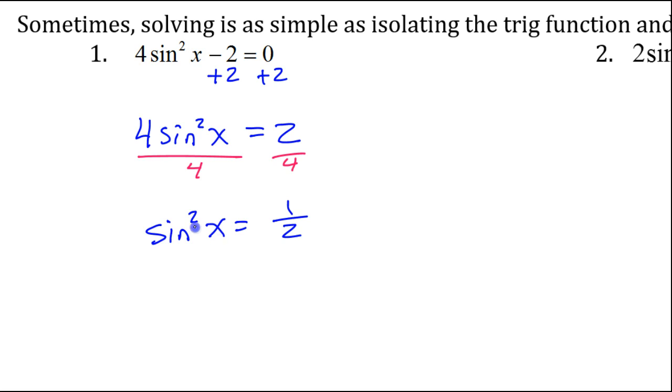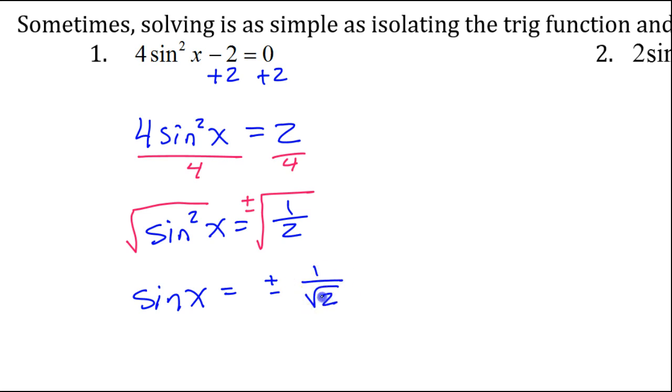Now, to get sine x by itself, I need to take the square root of both sides. Okay, so that's going to give me that the sine of x is equal to plus or minus 1 over the square root of 2. I just did the square root of 1 and the square root of 2, but the square root of 1 is 1, that's why it's just a 1.